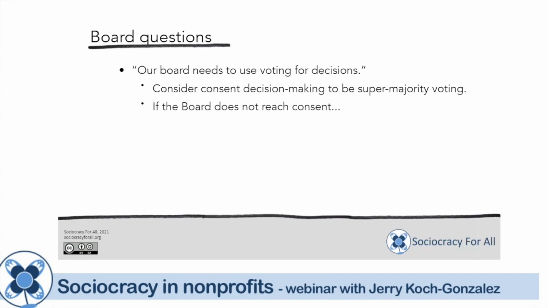One is you can have a fallback to, by a supermajority, decide that you're going to decide by a supermajority on the issue that's on the table that you're facing. So that's one method. The other method, which is the one that we are currently looking at for Sociocracy for All, is that you remove randomly one person from the board at a time until you reach consent. And if you don't reach consent by the time you hit your quorum minimum number, then you fall back to the vote.